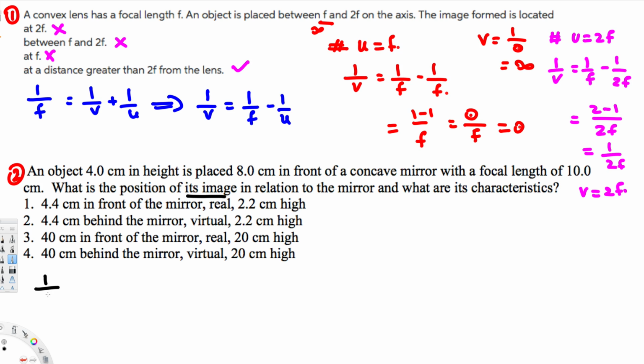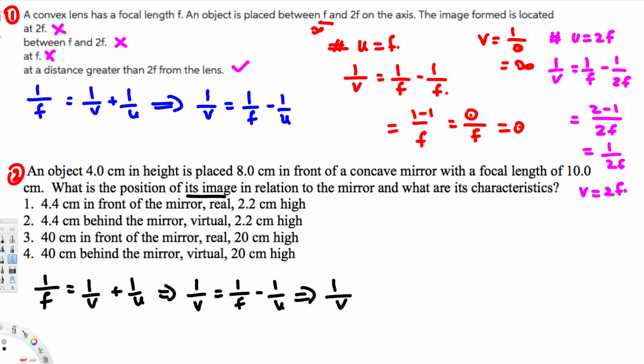We know that the lens equation is 1 over f is equal to 1 over v plus 1 over u, and we know that f is the focal length, v is the image distance, u is the object distance, right? Since we are trying to find the image distance, again we are going to rearrange this equation. So this is going to be 1 over v is equivalent to 1 over f minus 1 over u. Now let's go ahead and plug in the values. 1 over v is what we are trying to find. 1 over f, the focal length, is 10 centimeter, so 1 over 10.